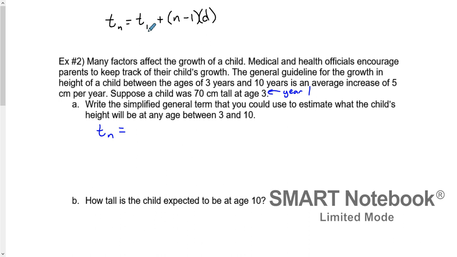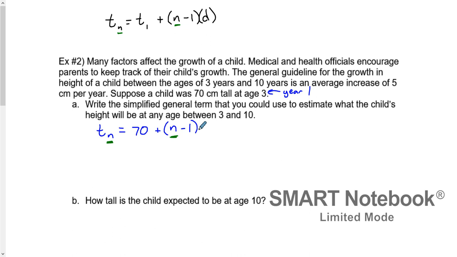So term 1 is asking what's the height in year 1. In this case, it's 70. Here is actually the tricky part. To find out the general term, remember on the front page when I said that this n is the same as this n? Well, since we're just using the general term, this n actually has to stay as n, because we don't know what n that is. So that n has to stay the exact same in both positions.